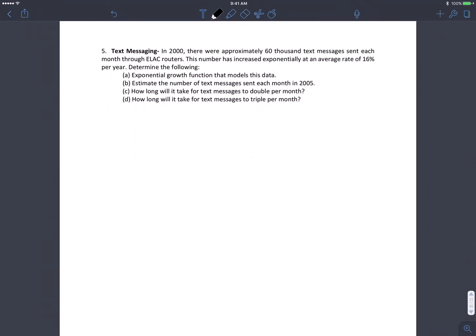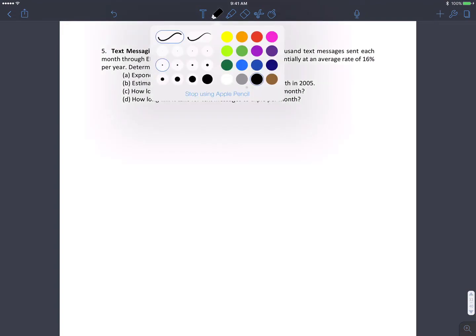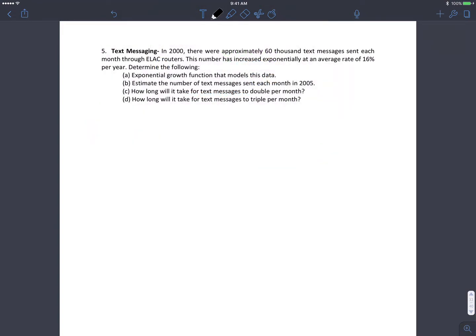Text messaging. So if we read this question, we're saying that in 2000 there were approximately 60,000 text messages sent each month through ELAC routers. This number has increased exponentially at an average rate of 16% per year.